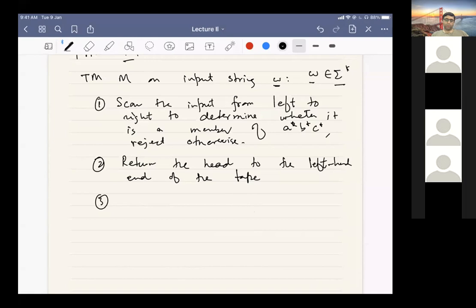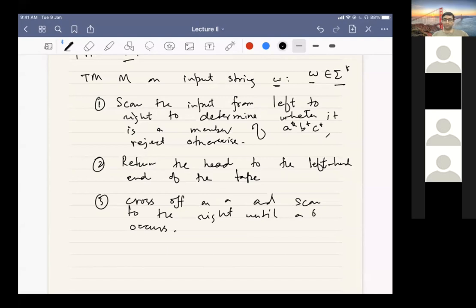Okay, so step number three. Once the machine is on the left hand side, we know that the machine must be reading A. If it is reading A, then cross off an A. There might be multiple A's, but cross off the first A that you find, and scan to the right until B occurs, that is, until the first B is found.